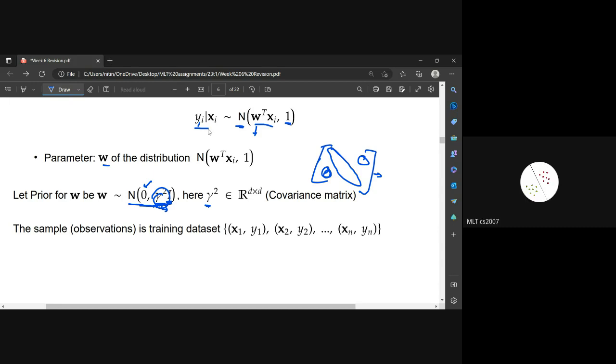Okay, so we have the prior for W, now we have the observation. So what is the next task? You will find the likelihood. Likelihood means the probability of the sample that you have seen given the parameter w, right? And we update our knowledge.